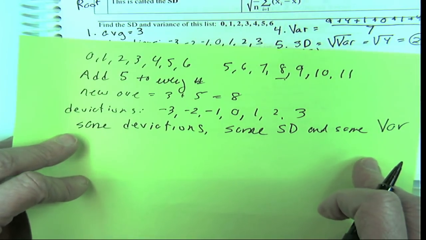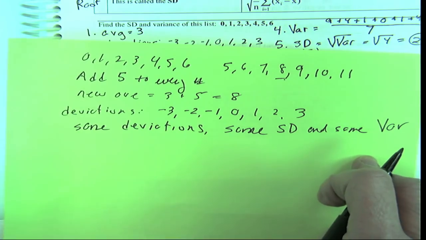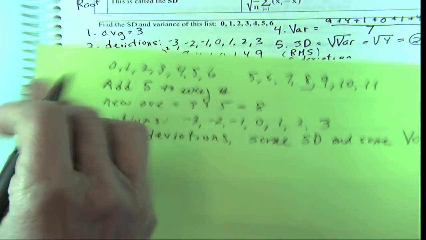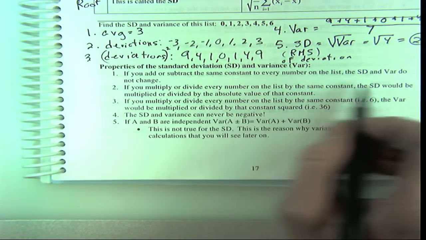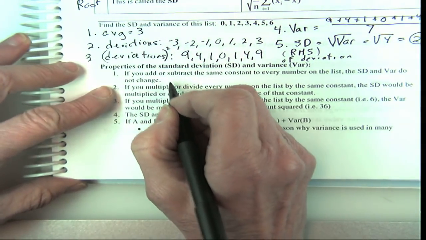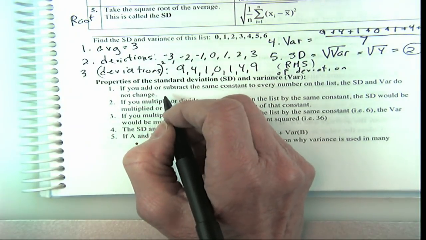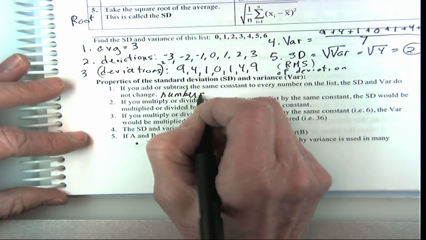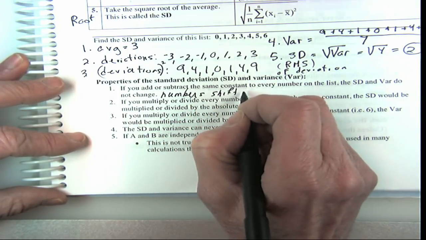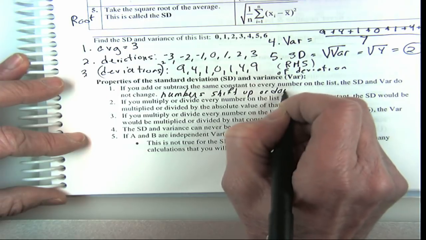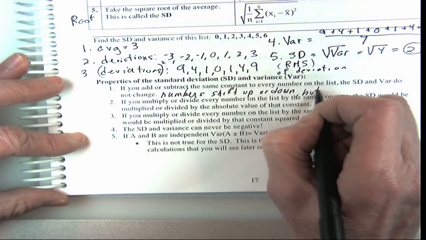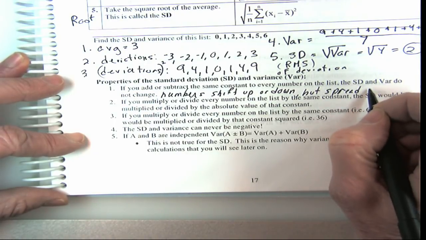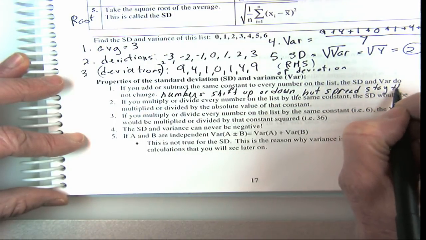And the point is, I'll write it here, that the numbers shift. If you add a positive, they shift up. If you add a negative, it shifts down. So we'll just write that the numbers shift up or down if you add or subtract, but the spread, which is what the SD and variance is, stays the same.